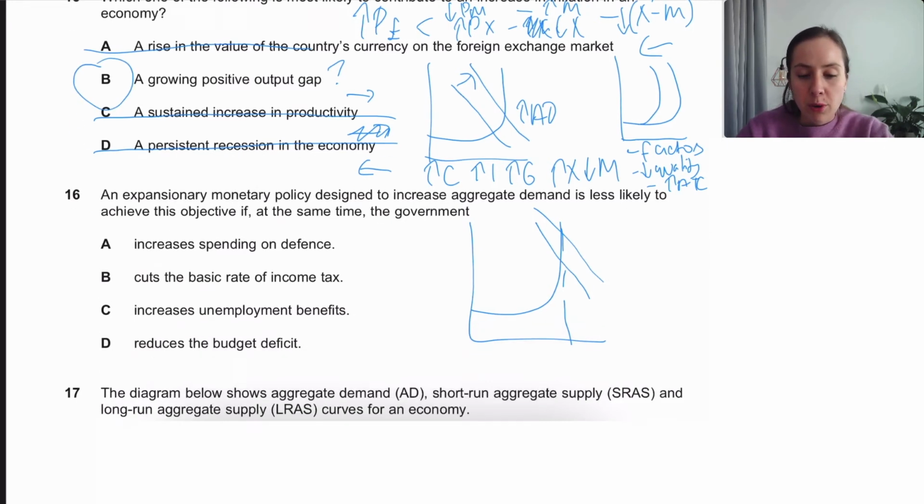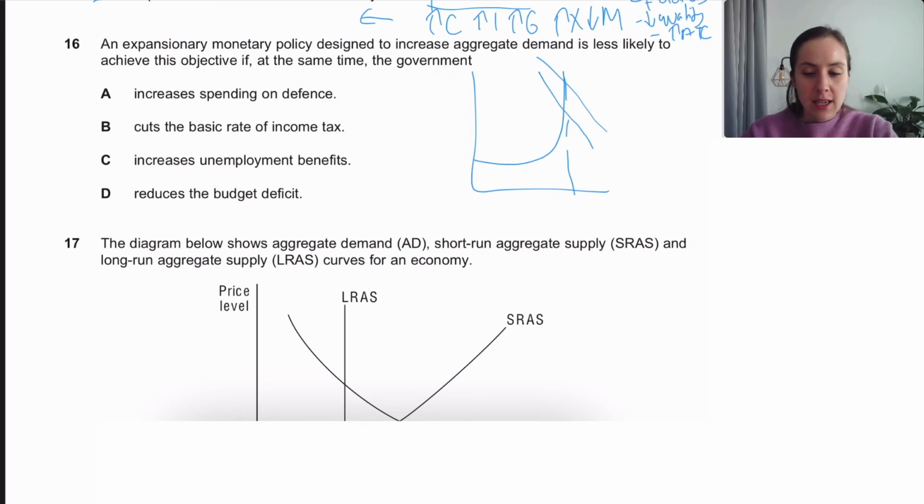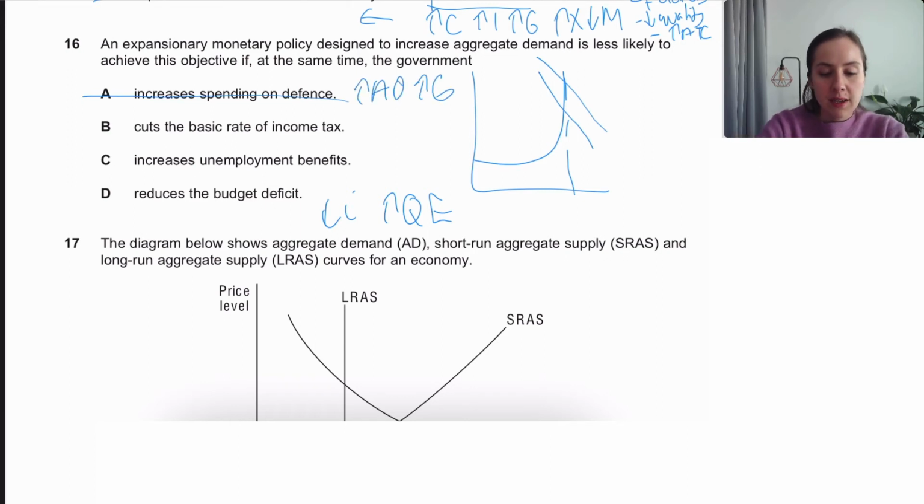Expansionary monetary policy designed to increase AD is less likely to achieve its objective if... okay, expansionary monetary policy, we're looking for reduced interest rates or more QE. And this might not work to increase AD if more spending. No, that will help increase AD, right? Because that's more government spending. Cuts in income tax, that will help. If you decrease taxes, you will increase consumption, which will increase AD. Increase unemployment benefits, again, that's more government spending and more AD.